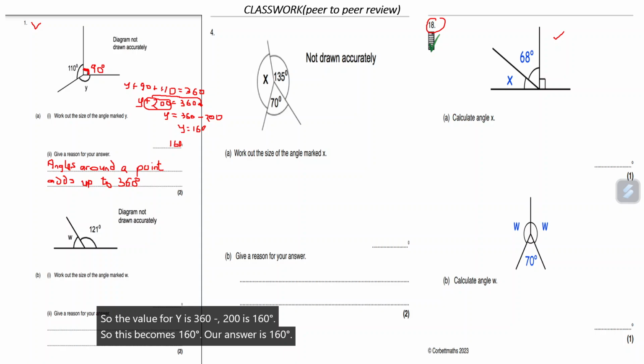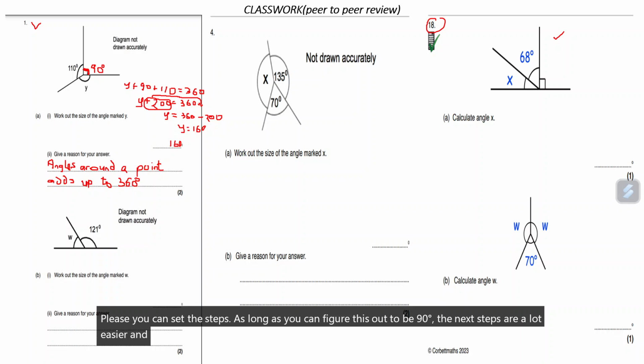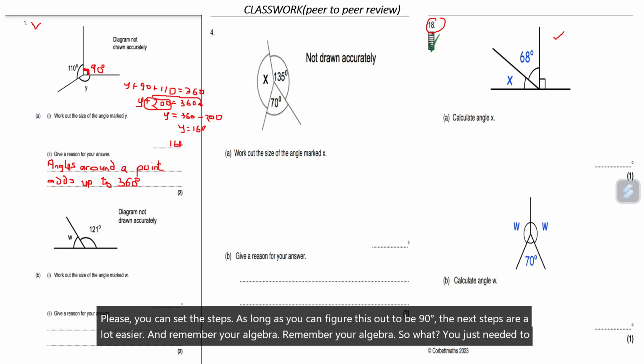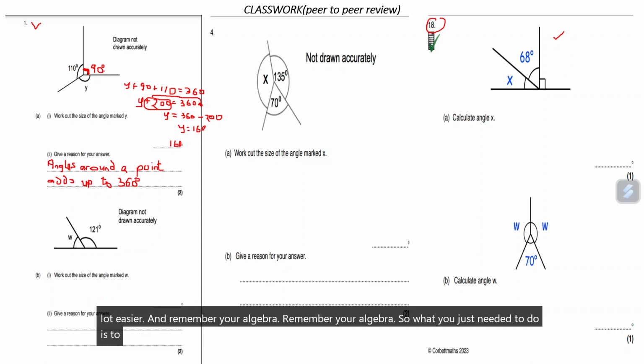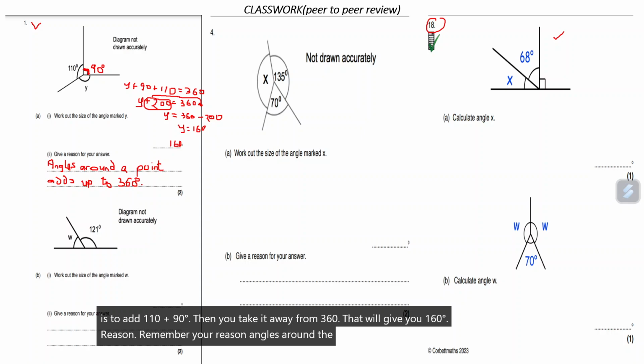Please, you can see the steps. As long as you can figure this out to be 90 degrees, the next steps are a lot easier. And remember your algebra. What you just needed to do is to add 110 plus 90 degrees, then take it away from 360. That will give you 160 degrees. Reason, remember your reason. Angles around the point add up to 360.